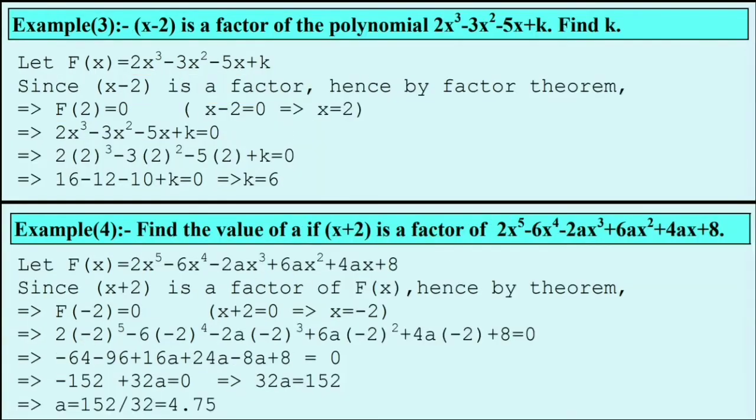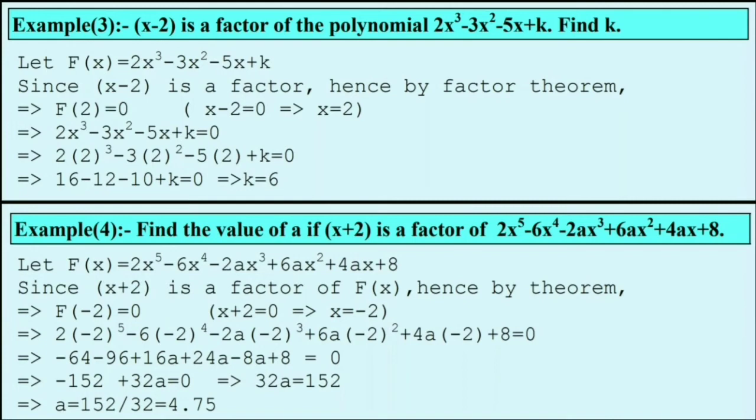f(x). Let's take another example, example number 3, in which it's given here that x minus 2 is a factor of the polynomial 2x cube minus 3x square minus 5x plus k, and we have to find out the value of k. So this question is a bit different from the first two questions, but let's see all different questions we try and we come to know the way of writing of the solution in this chapter.